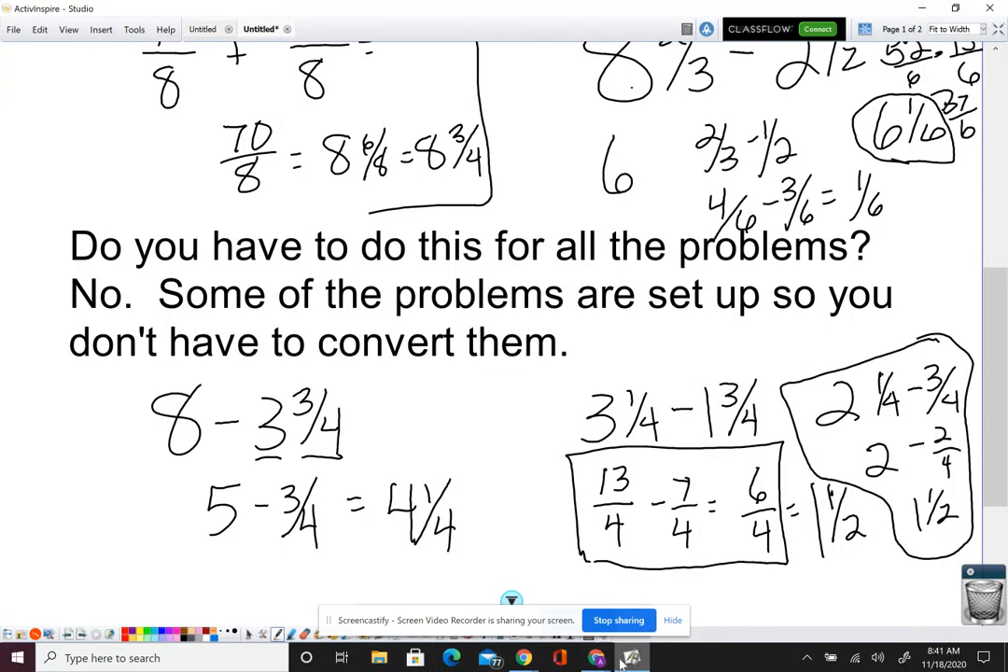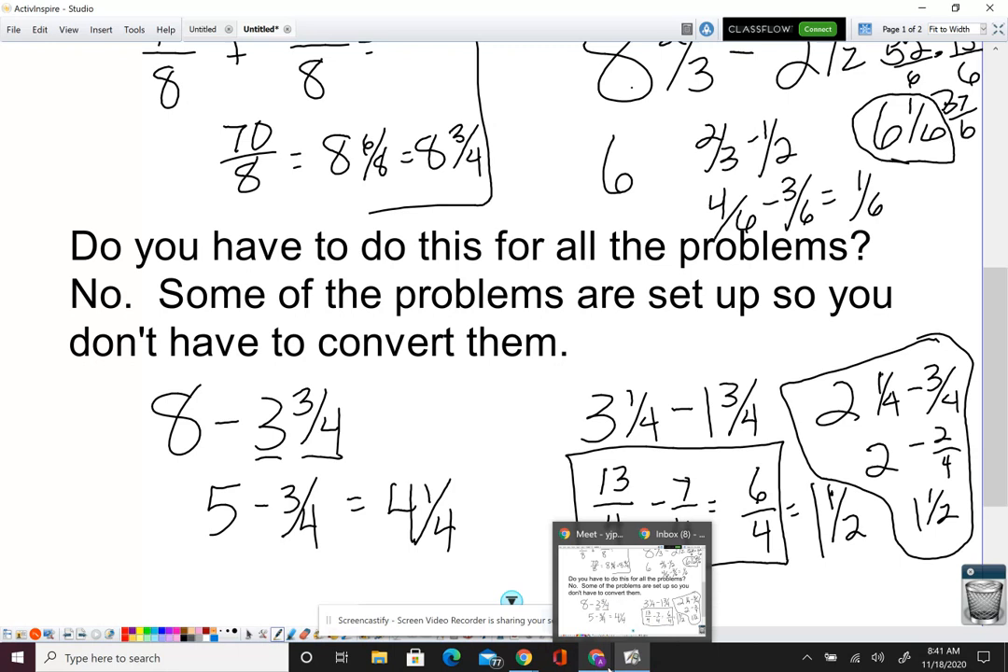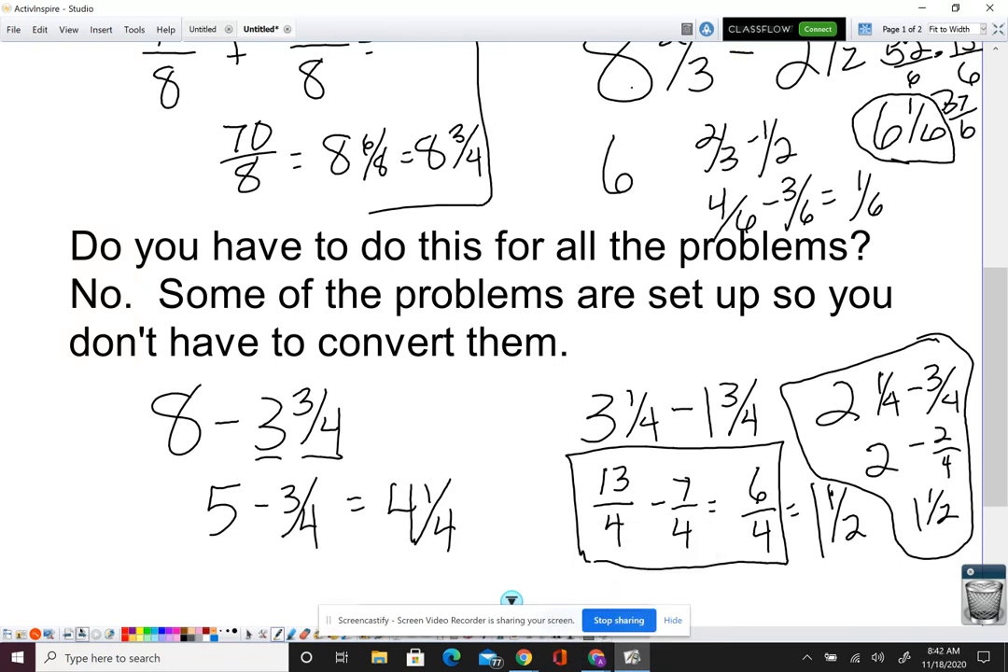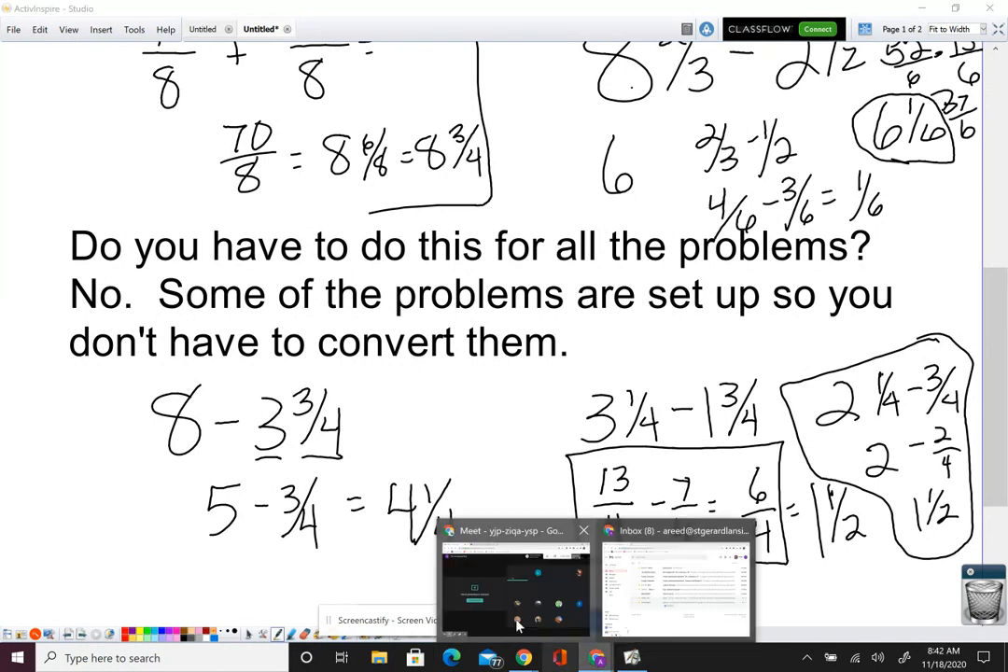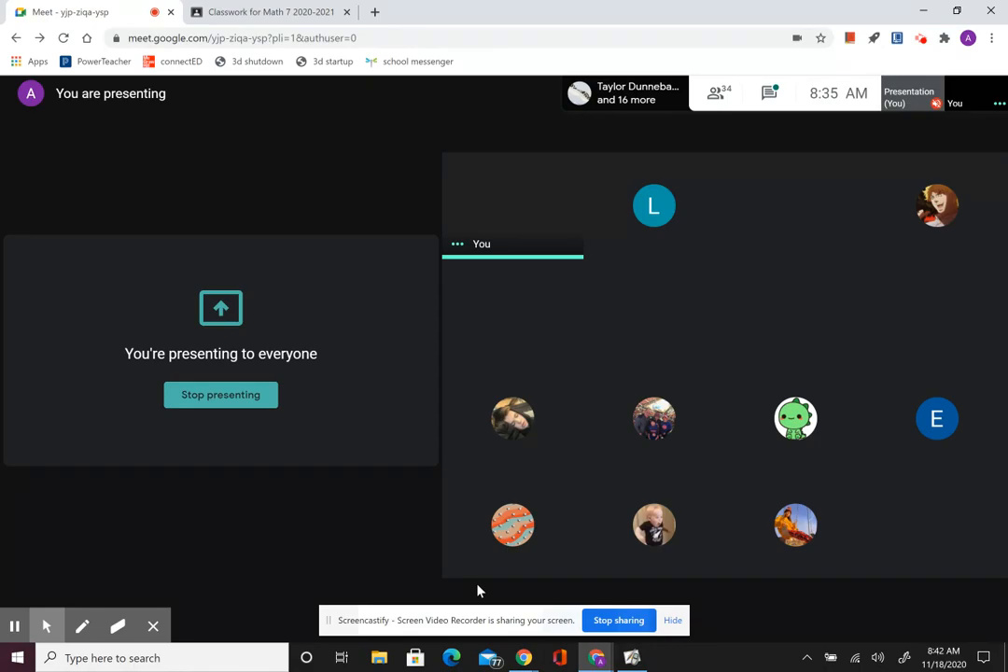Does anyone want to see more samples? I'm good. I didn't see shakings of heads or anything else. I only heard one person say they're good. Do I need to go on? I'm good. Okay. Great. That's what I wanted to hear.